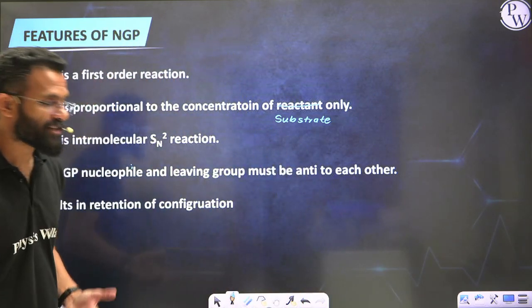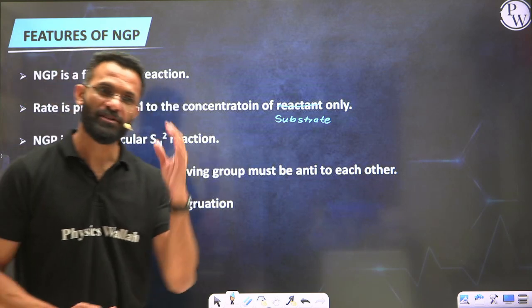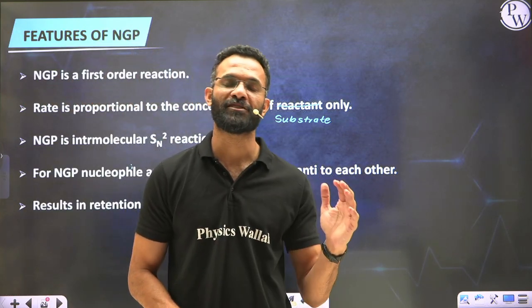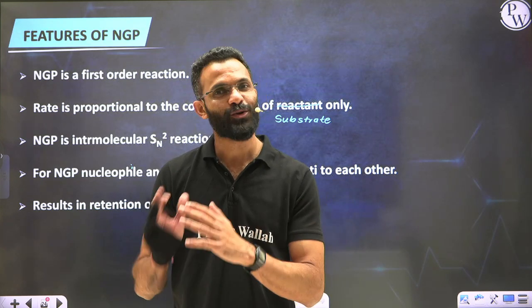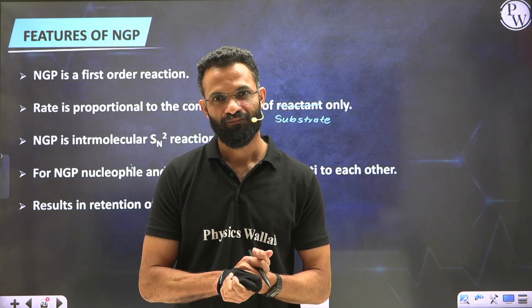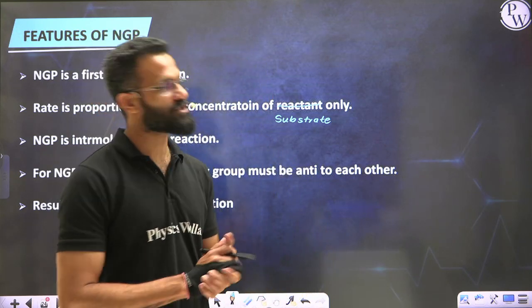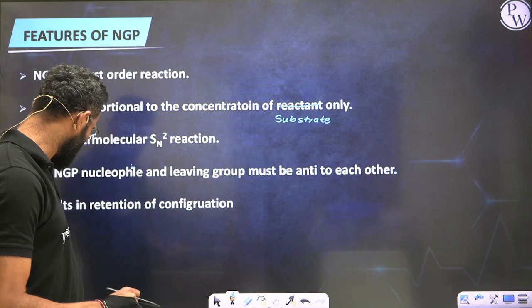So everyone, that was all about neighboring group participation, and with this we have finished the first type of reaction mechanism of alkyl halides, that is nucleophilic substitution reaction. Now just to conclude nucleophilic substitutions, we are going to do a few questions here, guys.